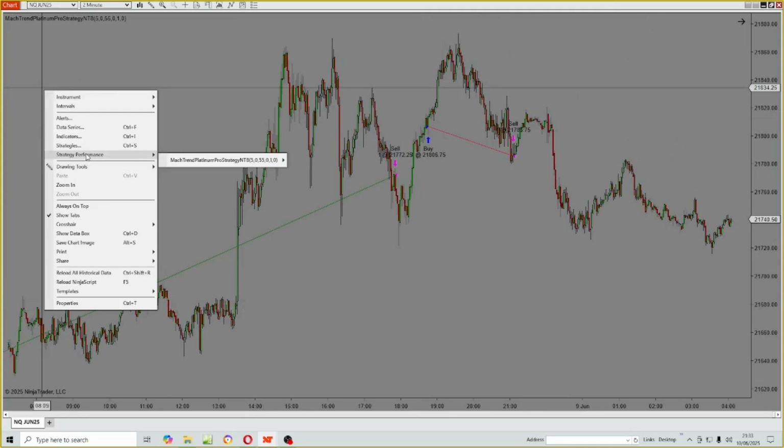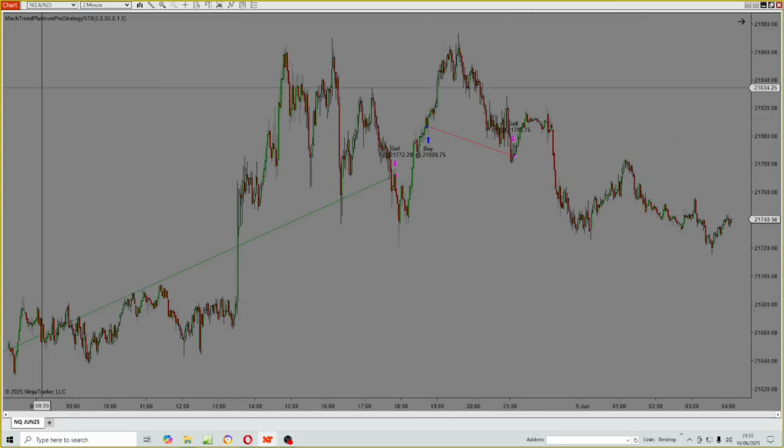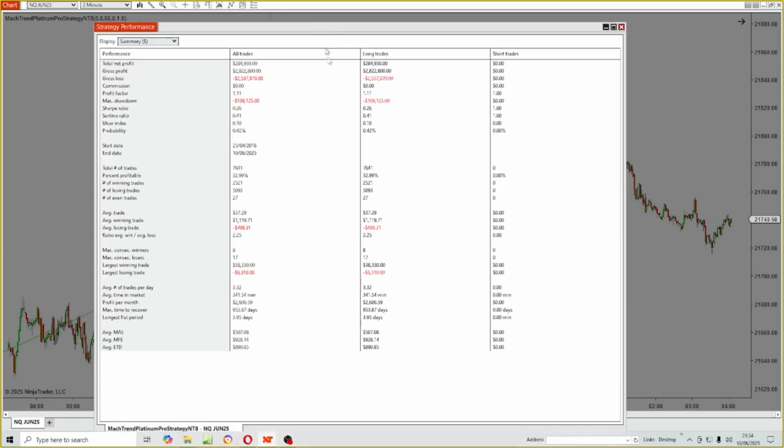Just look at the strategy performance report on the 2 minutes. There'll be less trades, but there's still a large amount of years. Okay, so now we've got 7,640 trades, which is a lot less than the 33,000 we had on the 1 minute chart. So quite a big difference, plus I've slowed the settings down.